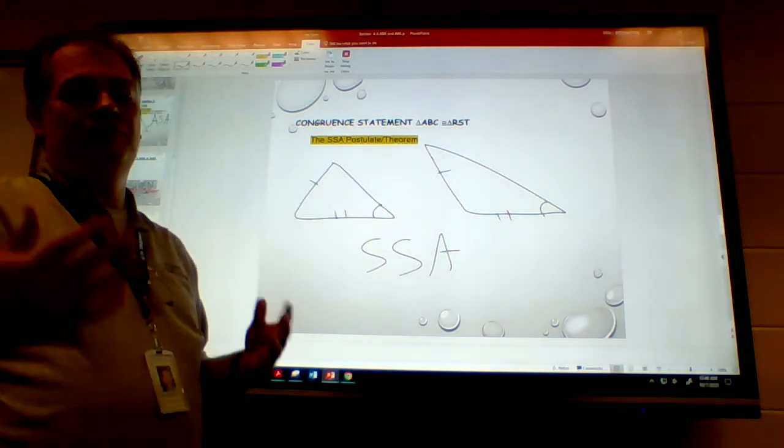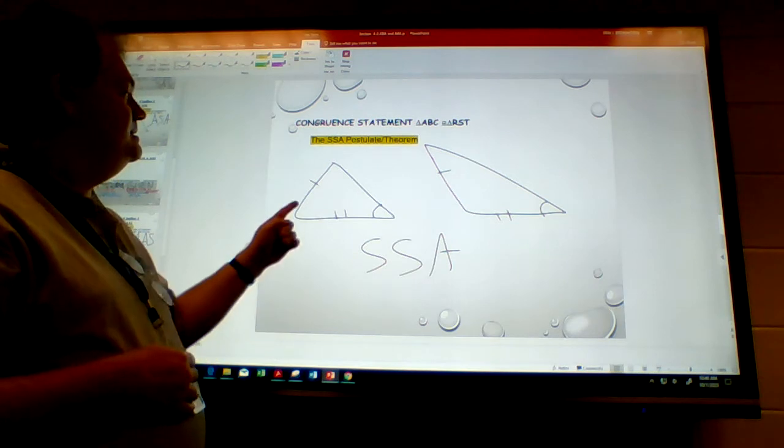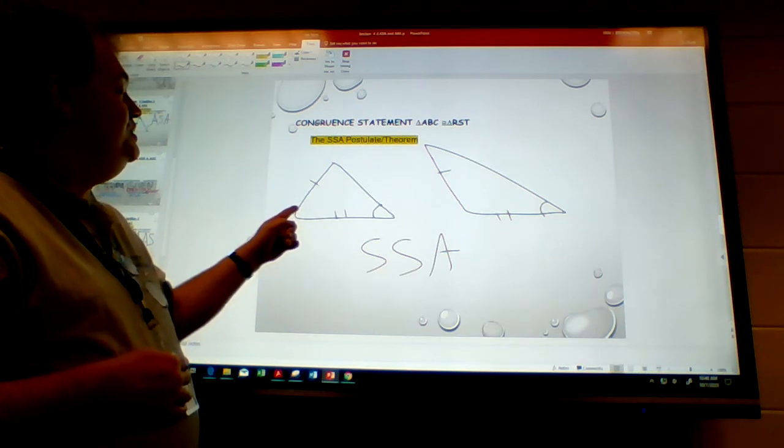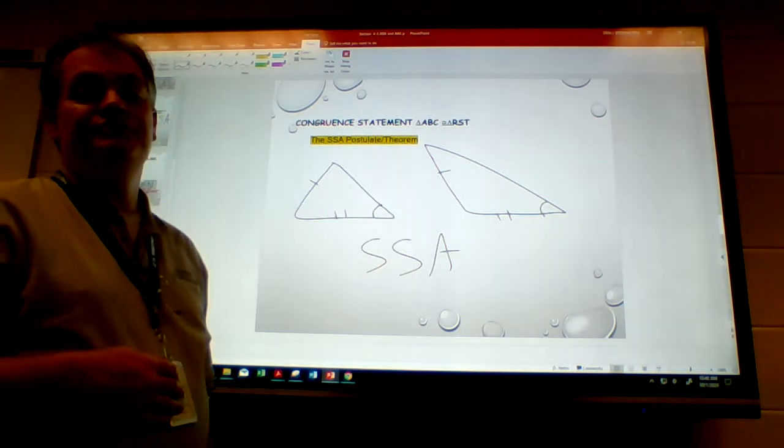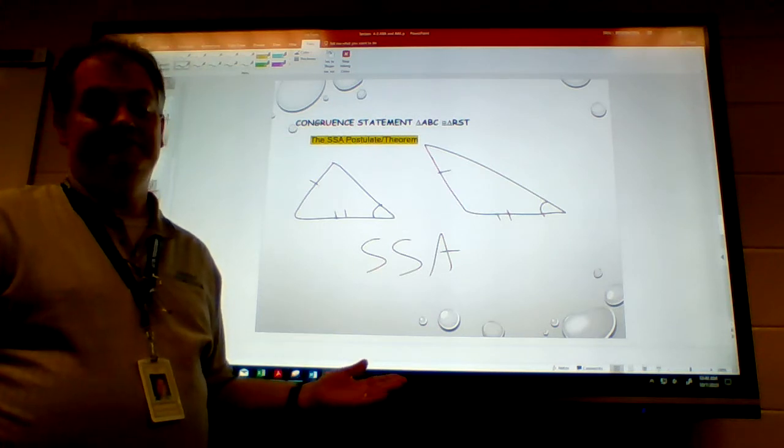Well, this is kind of a rough drawing. It's not accurate, but here you have an acute angle, and here you have an obtuse angle. So it's not going to work.